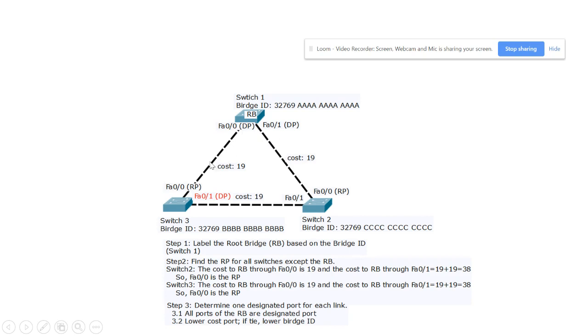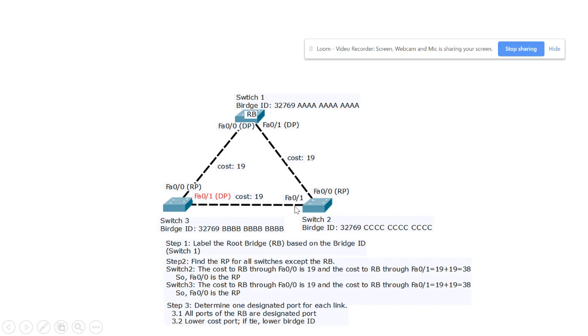So these two links are done. Now we have one more link where we have to find the designated port. To find it, we again calculate the cost to go to the root bridge. One way is to go through port FA01 of switch 2. Another way is through port FA01 of switch 3. The cost to go through switch 2 is 19 on this link, and the cost to go to the root bridge through switch 3 is also 19. So you see the cost is equal both ways.